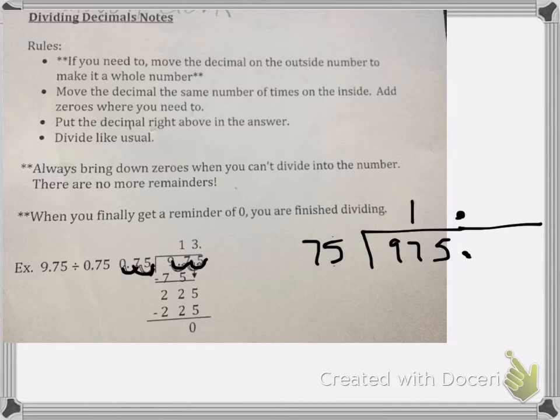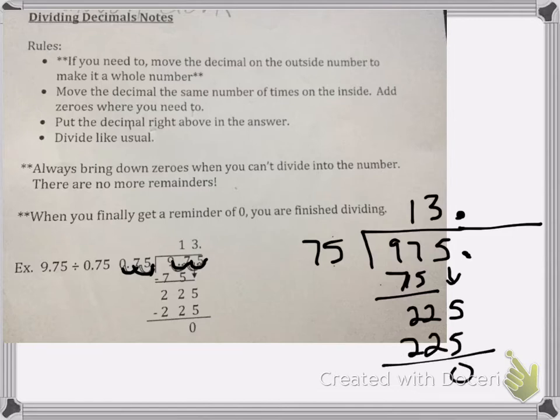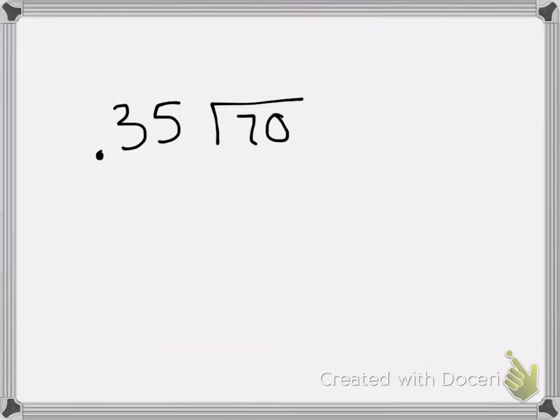75 goes into 97 one time. We subtract, we get 22. Bring down the 5. Now it says 3 times. 3 times 75 is 225. And that zeroes out. Okay? This was a nice example. You didn't have any decimals. You didn't have to add any zeros. But we're going to look at the next one, and next one you're going to have to add some zeros.